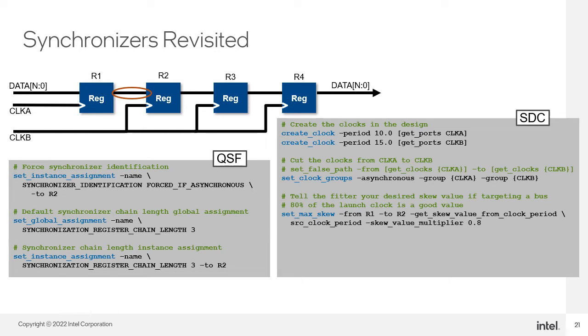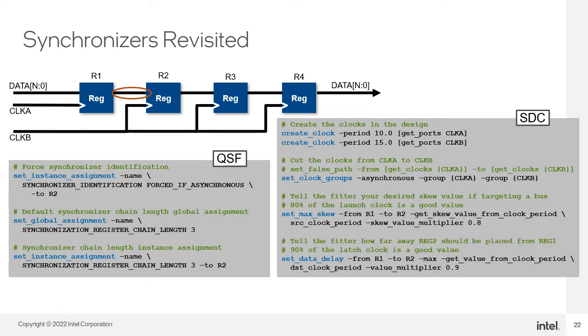In this example, set_max_skew is targeting registers 1 and 2 using the source clock and a multiplier to determine the skew value. A good number to use for the skew value is 80% of the source clock period. When using the source clock period option in the set_max_skew command, you will also need to include the skew value multiplier option as well. 80% of the source clock is a good number to use.